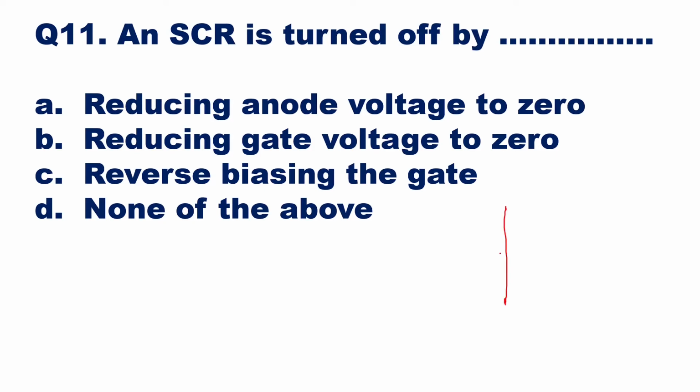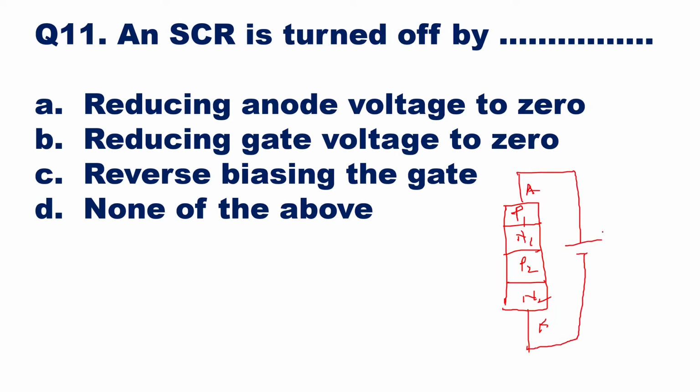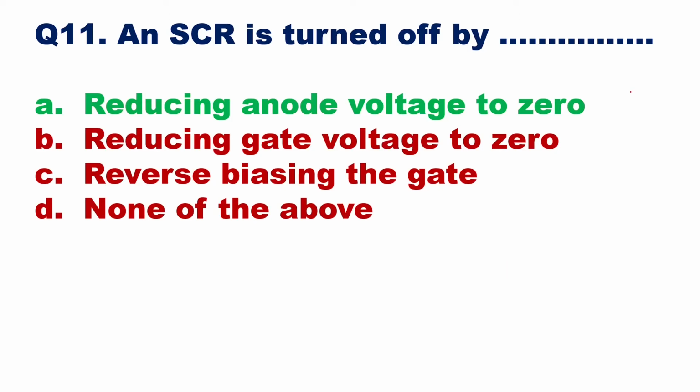Here, if you can see, again the structure, this is very important for all these basic questions of SCR. So P1, N1, P2, N2. This is anode, this is cathode. Whatever voltage you apply here, when this voltage becomes zero, there will be no flow of current here, and therefore the SCR will be turned off. So the first option is the right answer, reducing anode voltage to zero. Option A is the right answer.